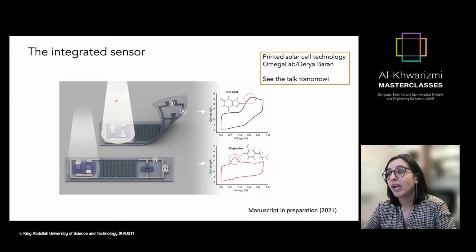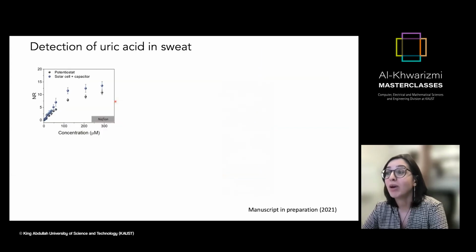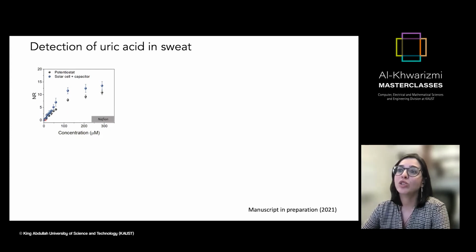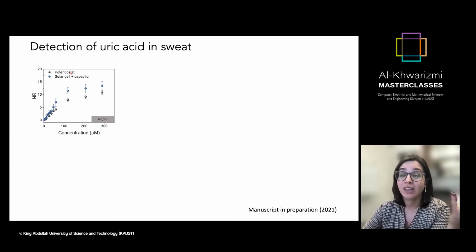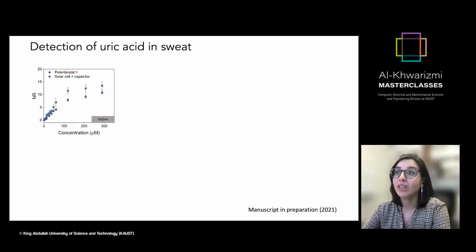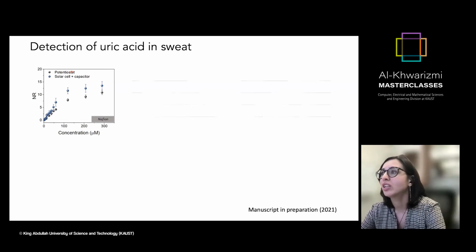And light, where do you have it? Well, you have it everywhere. So that's a good thing that makes the sensor work almost without a power source or an external battery. And the sensor's performance is very similar to what you would get if you actually use a potentiostat, another type of device that applies the voltage.